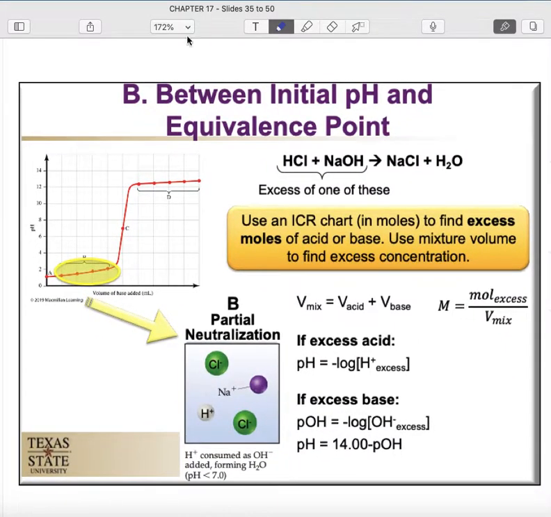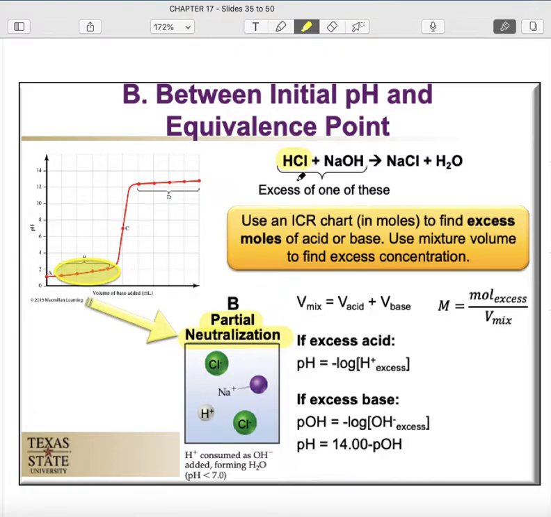We mentioned that that region is known as the region of partial neutralization because basically you have added some titrant and you have neutralized some of the acid, or some of the starting analyte, but not all of it. And so you're going to have an excess of your analyte, whichever one it is. In this particular case, we're showing the titration of an acid with a base, so you would have an excess of the acid that is in your beaker, right? You have not added enough of the base to completely consume it.